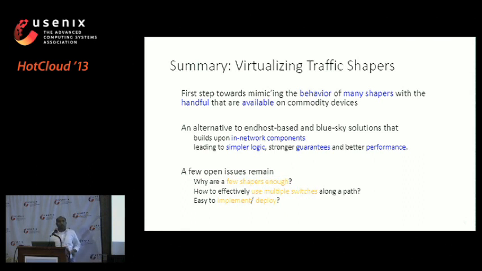You have more classes than the shaper, but usually the shaper has some buffers. So how does it affect the buffer and the cost of the packet drops? And do you have some comments on that?